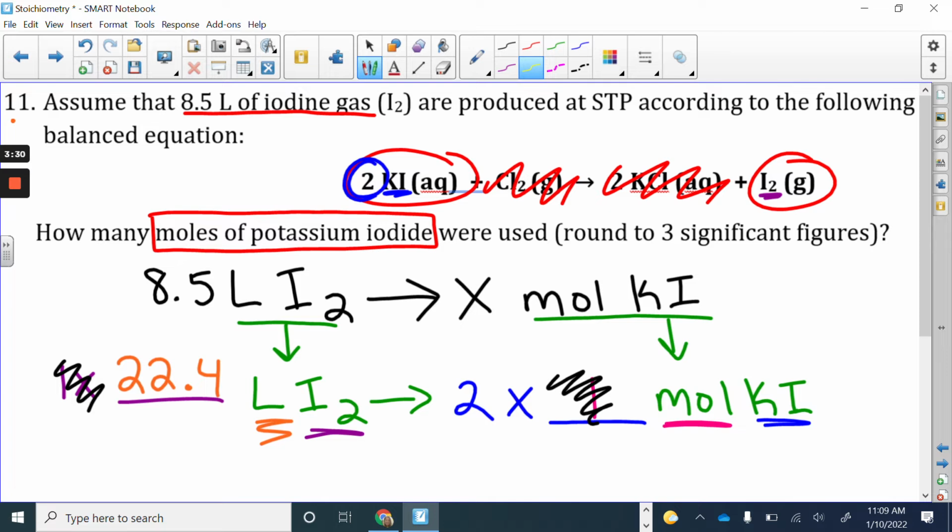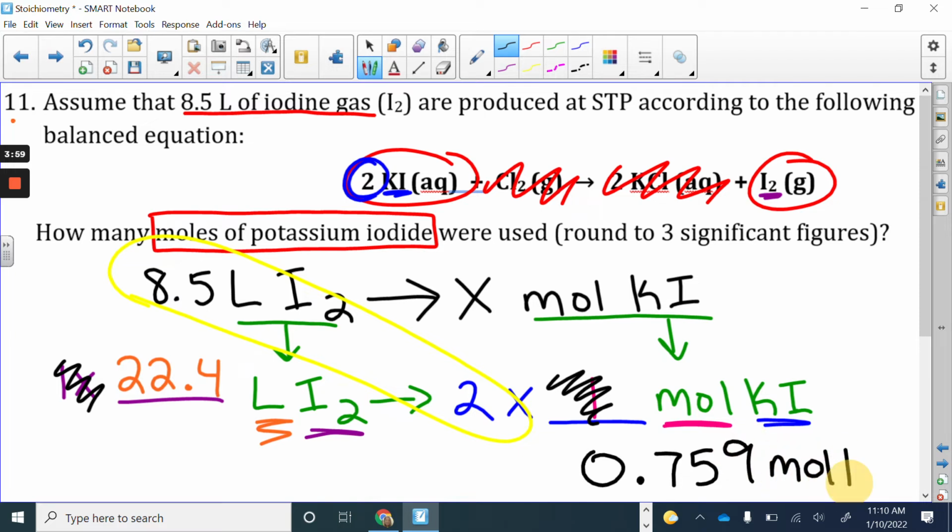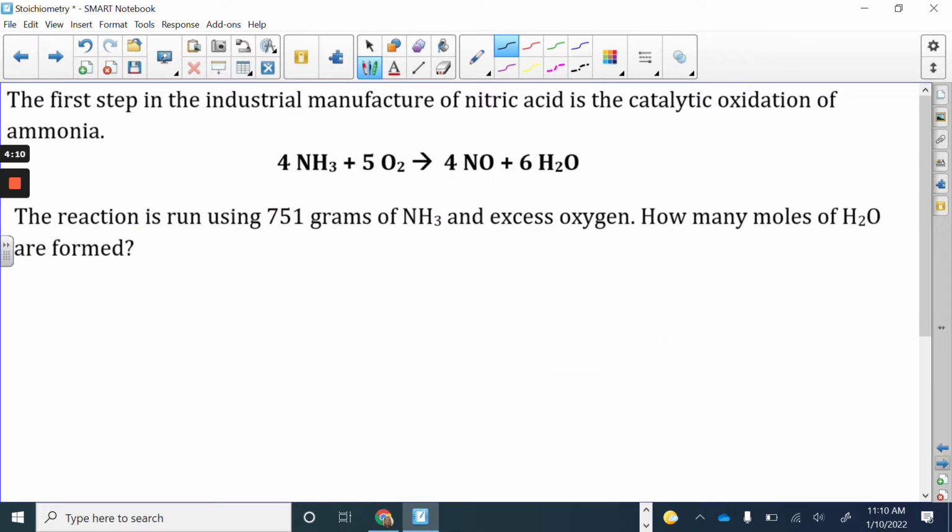Now that we've done our multiplication, we can cross multiply and divide. So in our calculators, we're going to put 8.5 times 2 divided by 22.4 and press enter. And you will get 0.759 moles of KI. That will be your final answer. All right. Moving on to our next one.